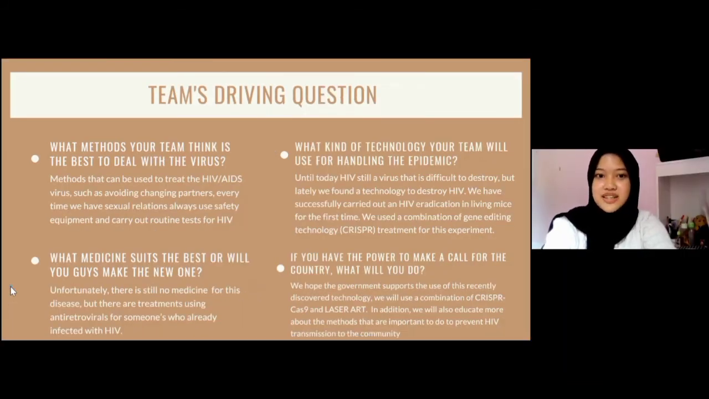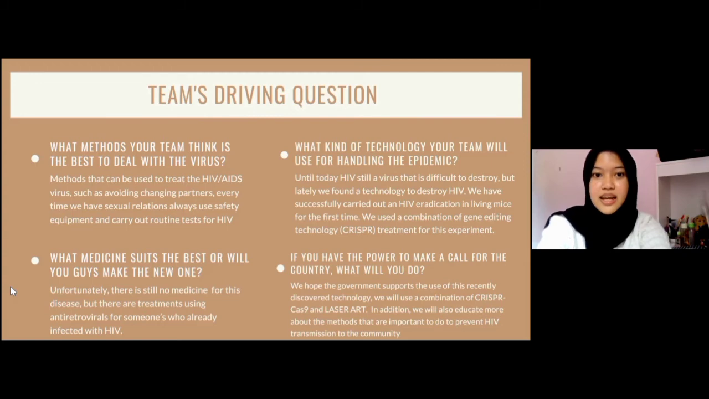For the third question, what kind of technology will your team use for handling this epidemic? Until today, HIV is still a virus that is difficult to destroy, but lately we found a technology to destroy HIV. We have successfully carried out HIV eradication in living mice for the first time. We use a combination of gene editing technology, CRISPR treatment, for this experiment. We think this study is a big breakthrough because for all this time, HIV has had no cure.